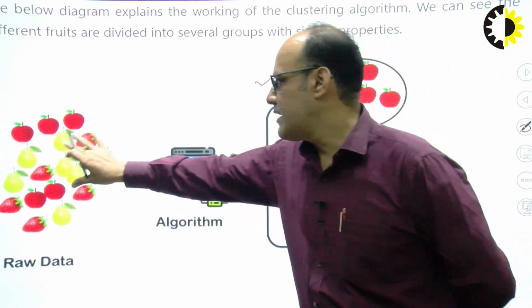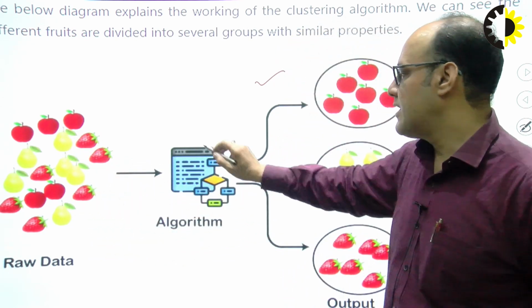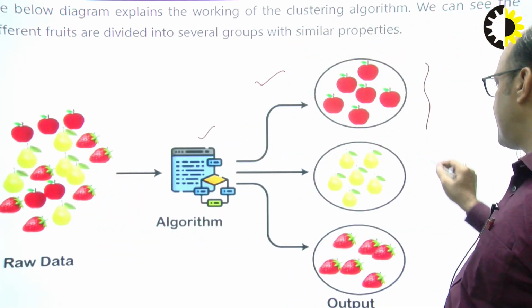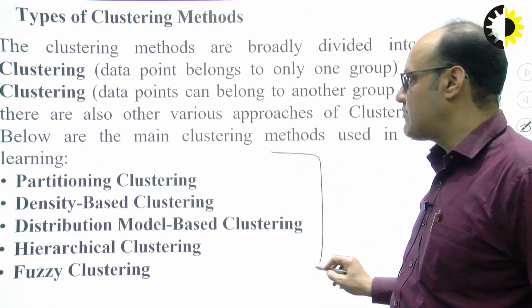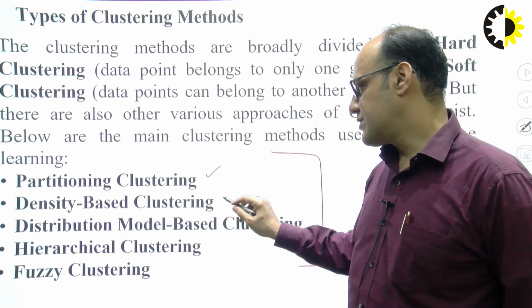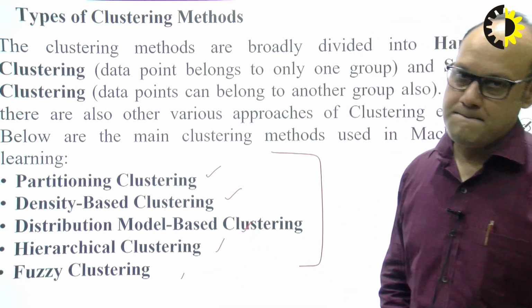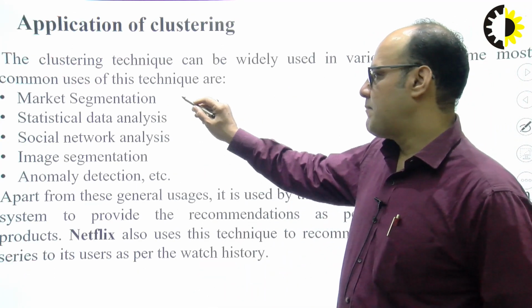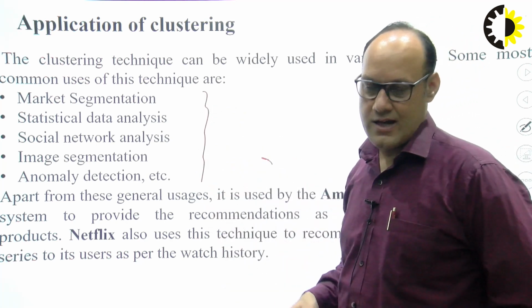So here we are given a data set where apples, cherries and pears are there. What this machine learning algorithm will do is classify it into 3 parts. This is clustering. These are some algorithms that will be used in clustering: partitioning clustering, density based clustering, distribution model based clustering, hierarchical clustering and fuzzy clustering. These are several applications that we will use in my coming lectures. I will discuss this in brief.